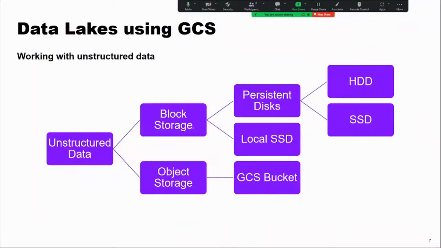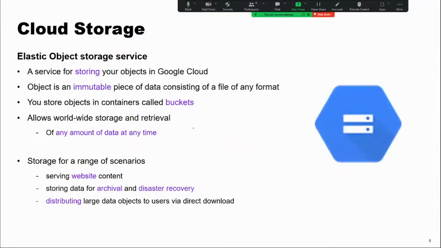Now let us see data lakes using GCS. In Google Cloud Platform, Google Cloud Storage acts as a data lake. What is that? Let us see now. So this is Google Cloud Storage as a data lake in the GCP. So what is Google Cloud Storage, guys? Let me go to the screen and try to explain one by one.